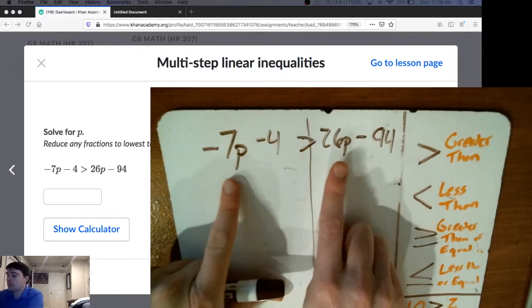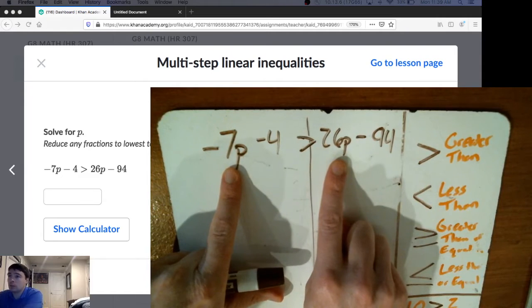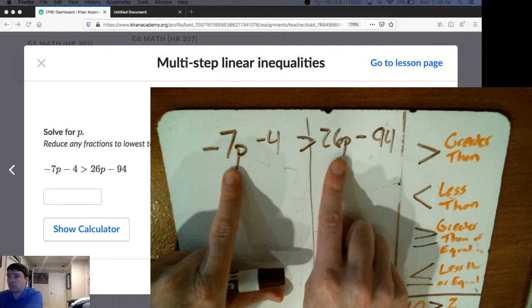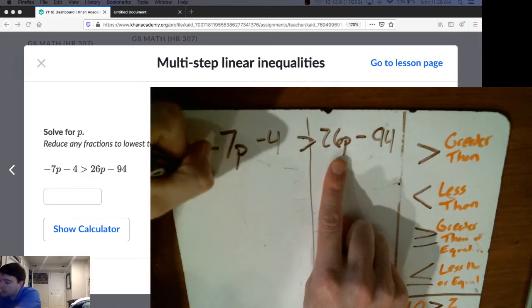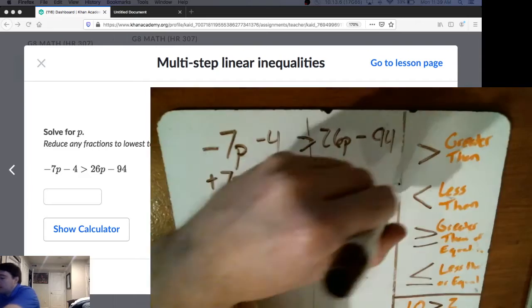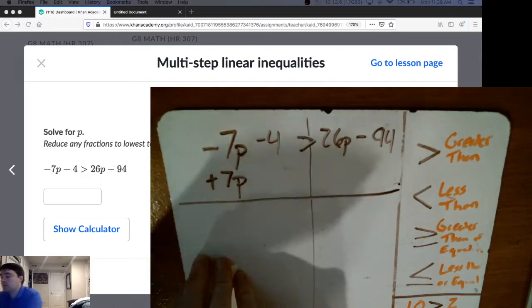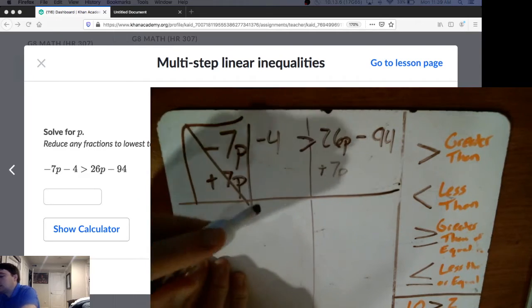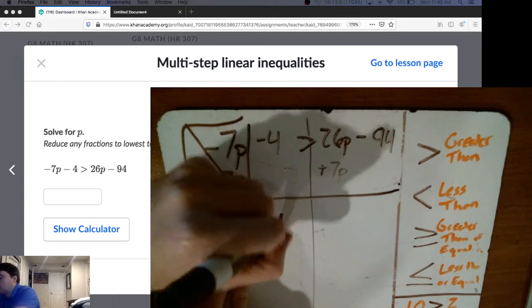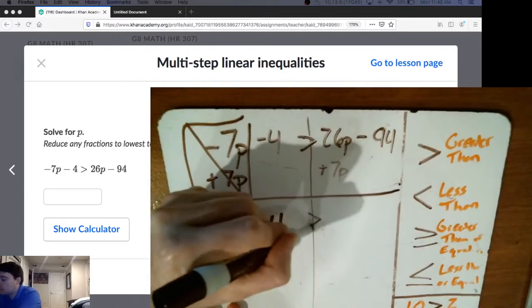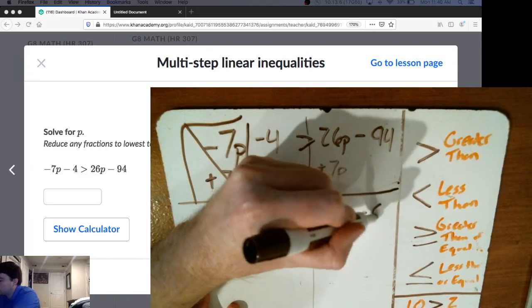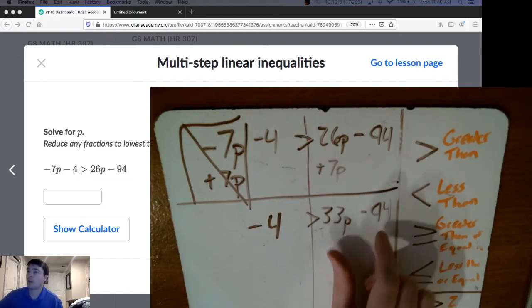For me, I see the p terms. There's a p in two different terms, and they're not on the same side of the inequality, so I want to gather these p's on the same side of the river, the same expression. I like to move the smaller term always. If I have to pick one to move, it's easier to move the negative 7p by adding 7p than it is for my brain to subtract the 26p. So for that reason, I chose to add 7p on both sides. That cancels out the negative 7p. So negative 4 is all that remains in the left expression, and that needs to be greater than the right. 26 plus 7 gives us 33. So 33p minus 94 is what the right side simplifies to.